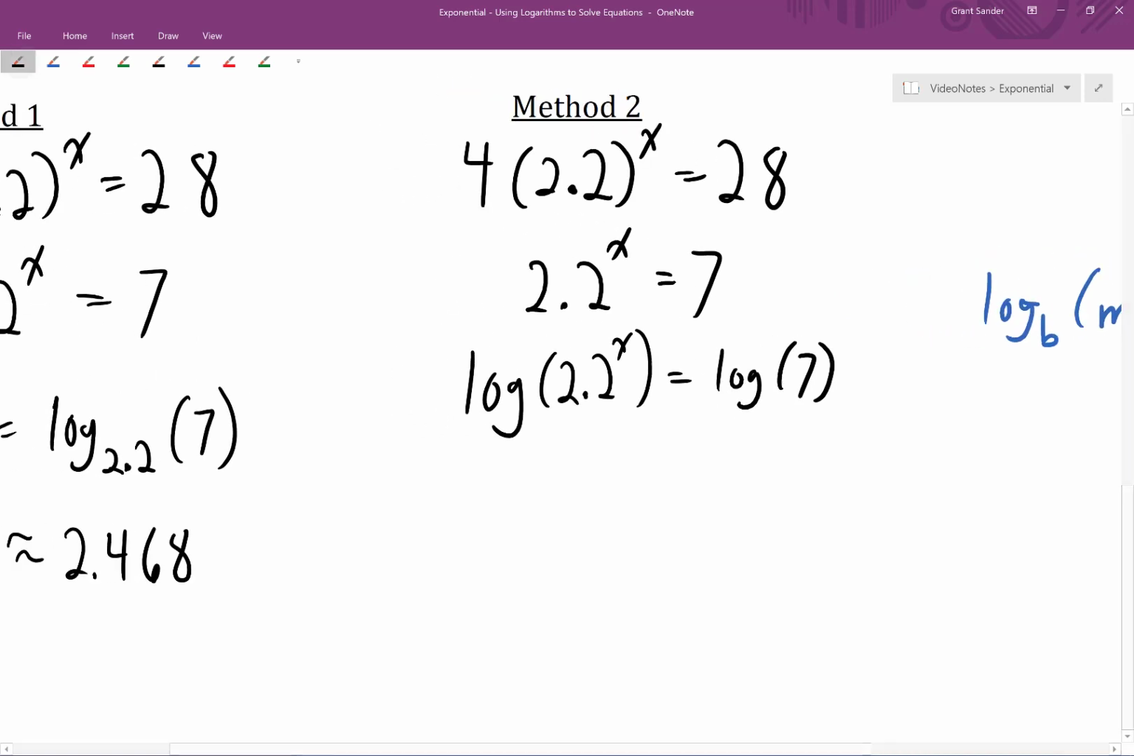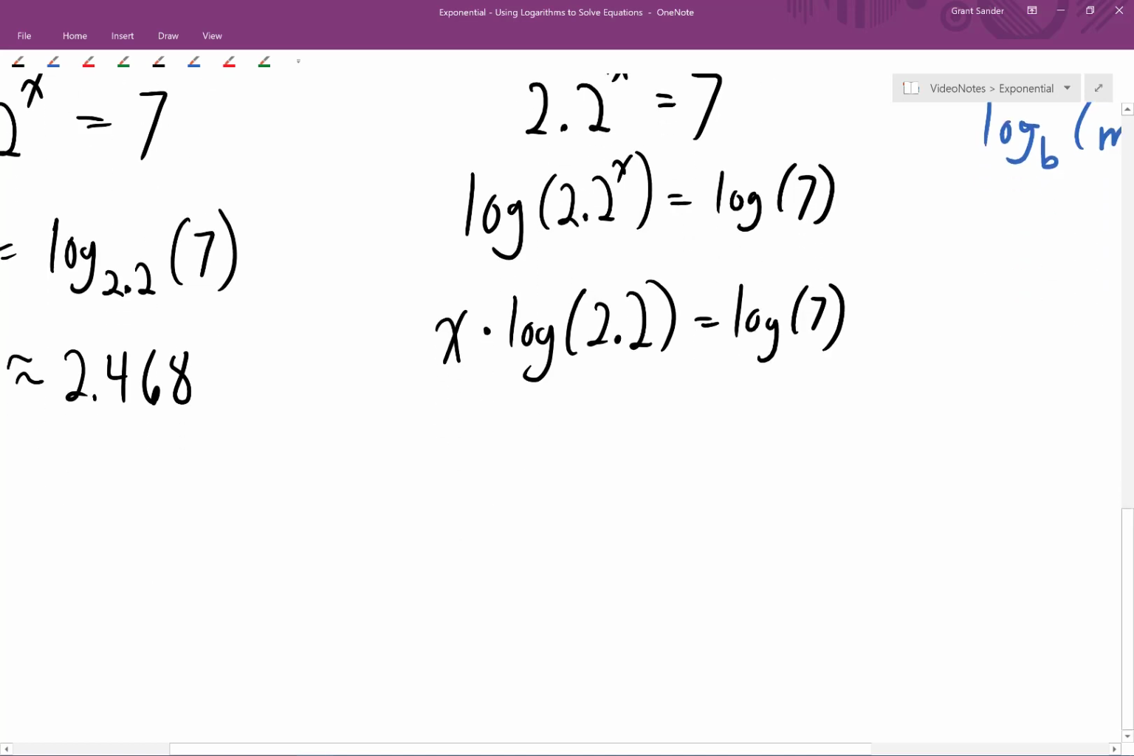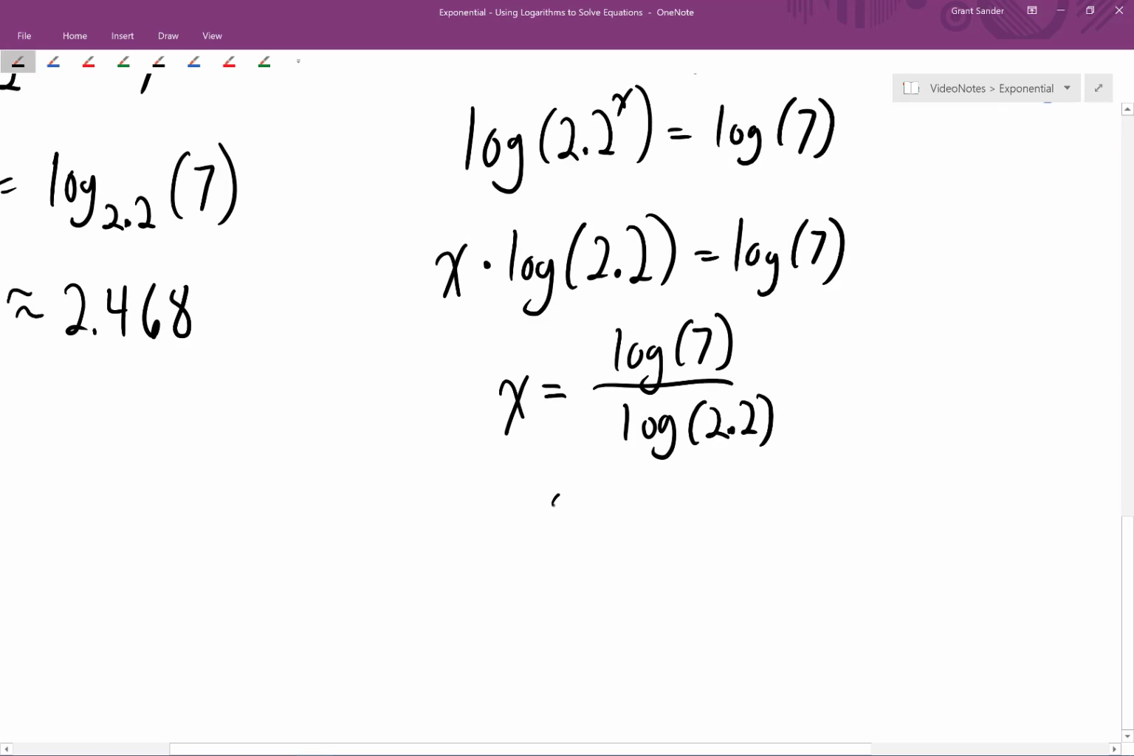And therefore, we can rewrite this left-hand side of the equation as x times log of 2.2 is equal to log of 7. Now to solve for x, we just divide both sides by log of 2.2. So x is equal to log of 7 divided by log of 2.2. And if you plug that into your calculator, you should again get a value of approximately 2.468.